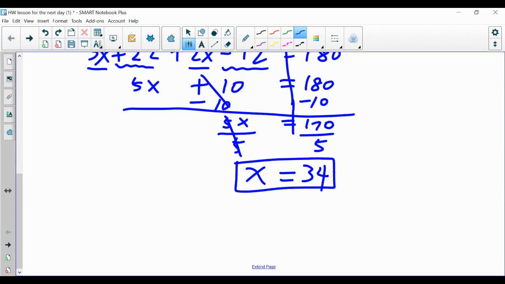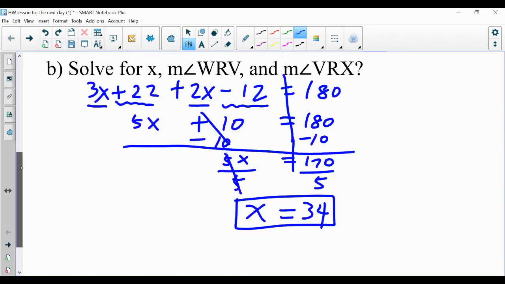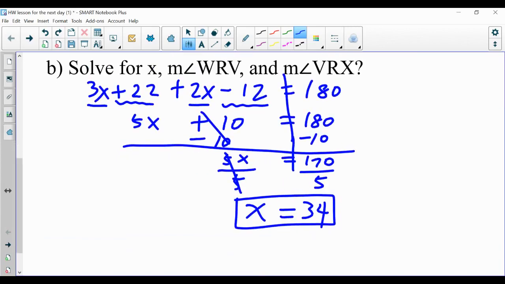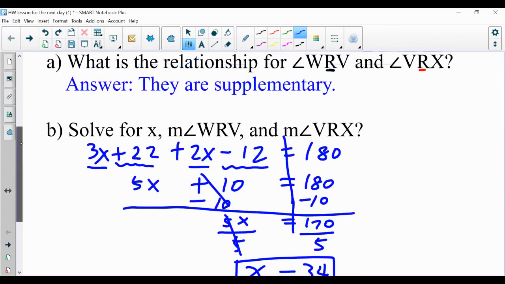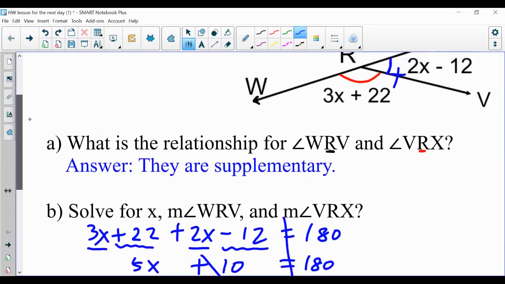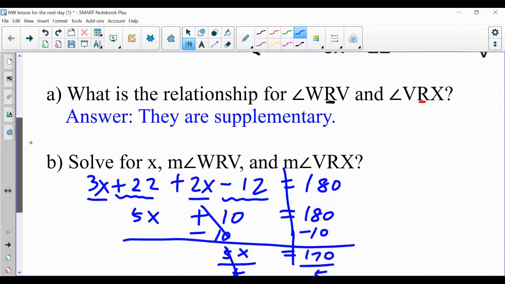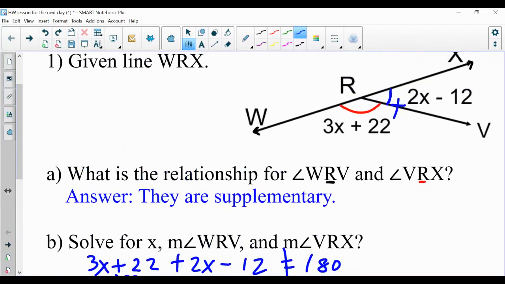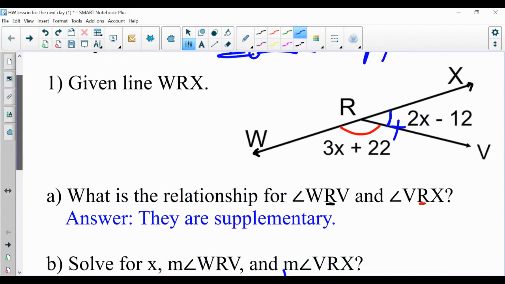Let's go back to the question. Always double check with your question, see if you finished. What do you think? Did we finish the question yet? No, we didn't finish. We really need to solve for the degree measure of angle WRV. So let's go back up to look at the picture. Where's WRV? The red one, which is 3x plus 22. And the blue one is angle VRX. So what can we do?